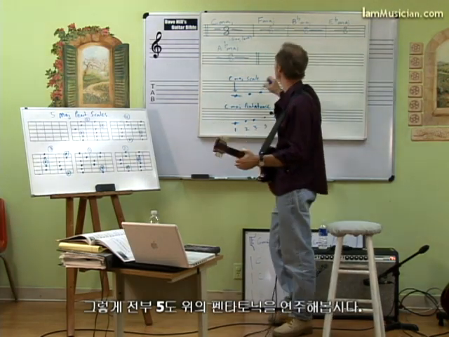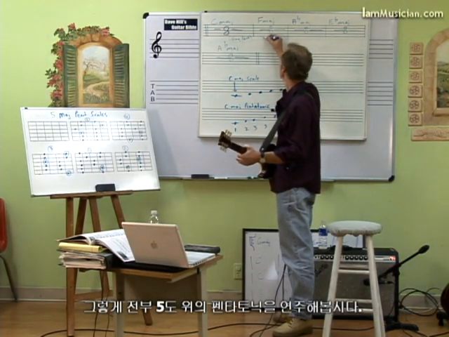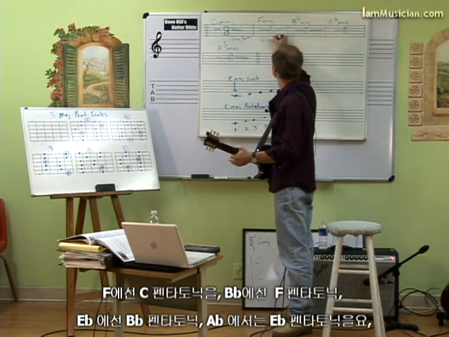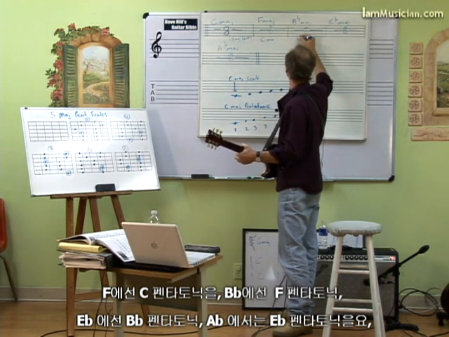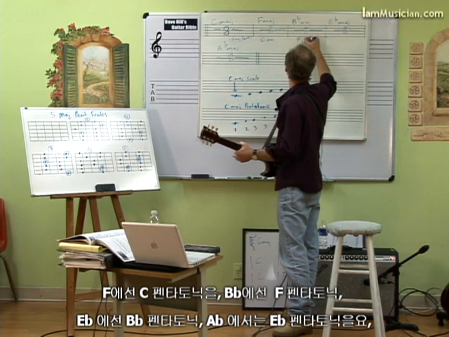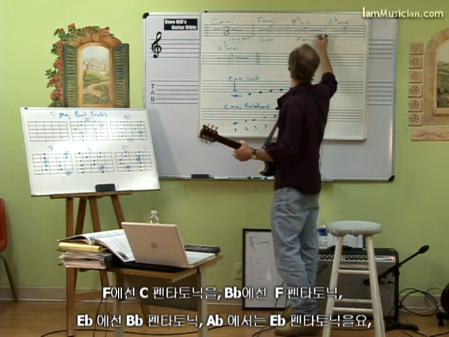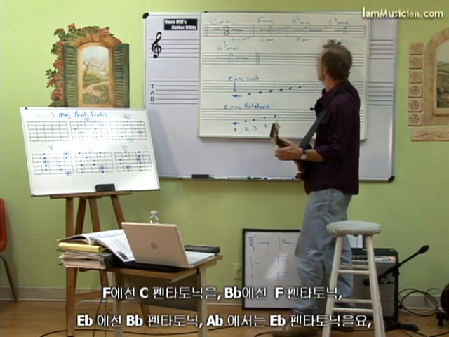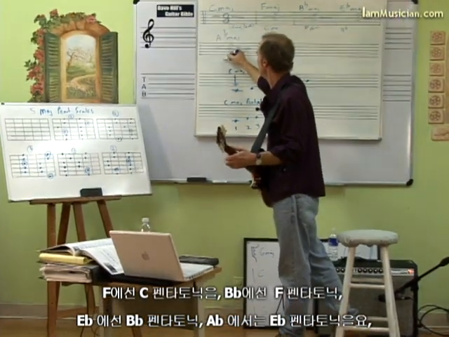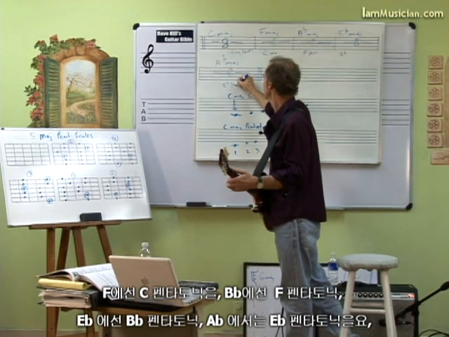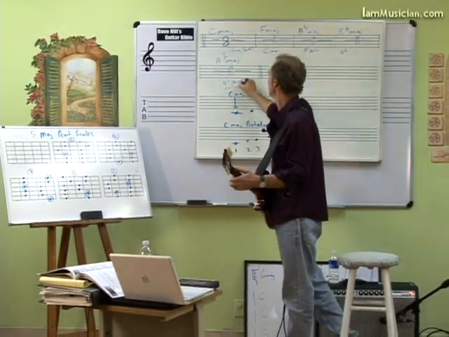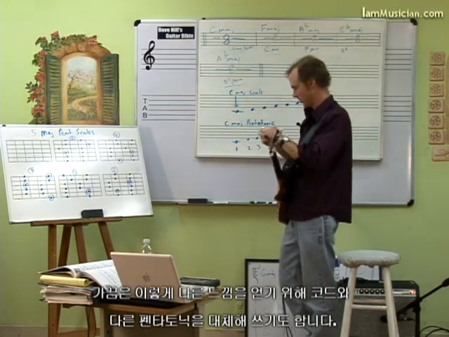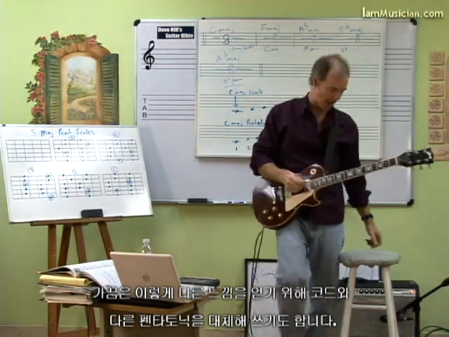We're going to play up a 5th on every one of these. So over F, we're going to play C major pentatonic. Over B flat, we're going to play F pentatonic. Over E flat, we're going to play B flat. And over A flat, we're going to play E flat. Okay, so sometimes you're going to want to substitute one pentatonic over the top of another chord to create a different color. So let's try that.